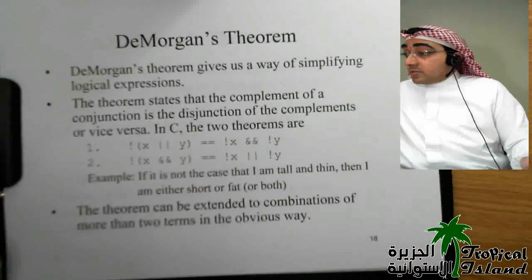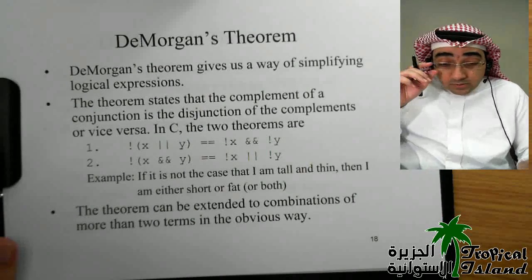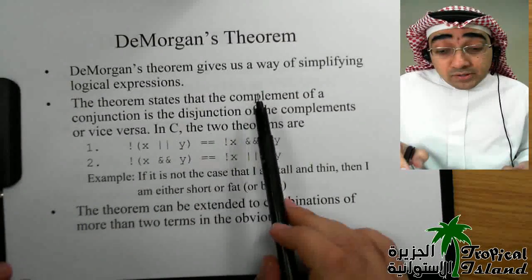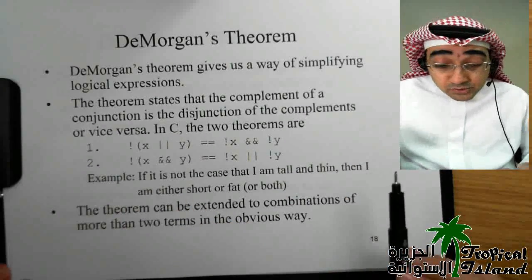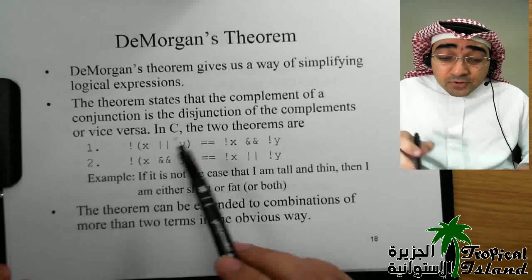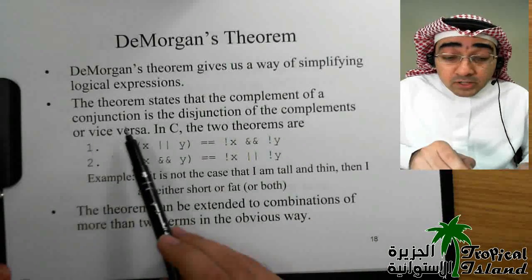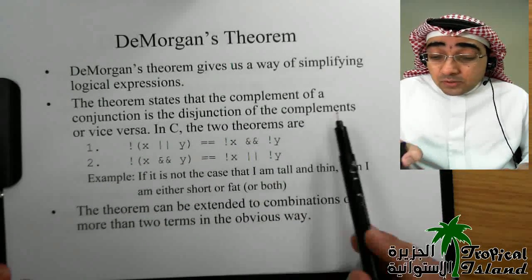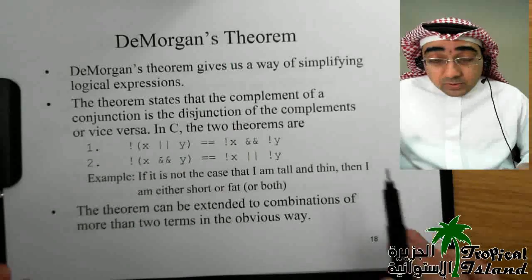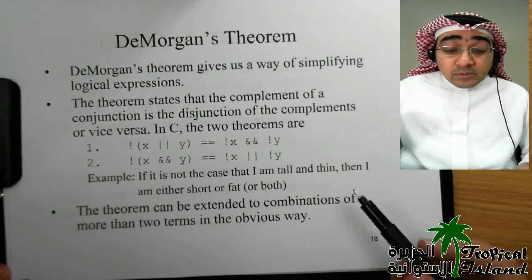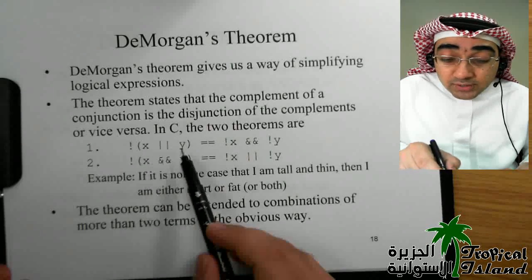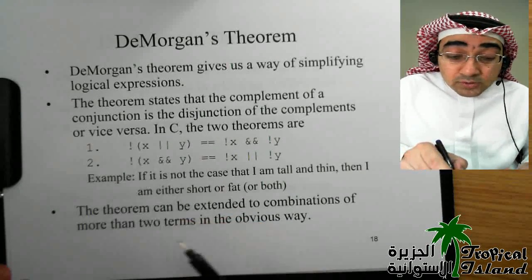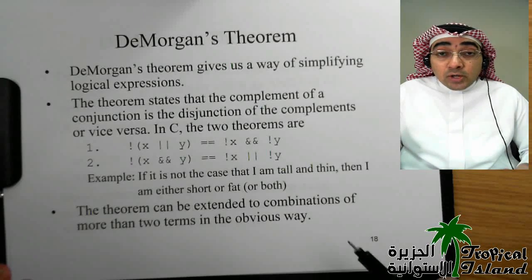Now we're going to teach you the DeMorgan Law, or the DeMorgan Theorem. It's a way of simplifying logical expressions, okay? The theorem states that the complement of a conjunction is the disjunction of the complements, or vice versa, okay? Very large English words. I'm going to simplify them for you. What does it mean? If you had an expression x or y and you want to negate it, you use the DeMorgan Law to do that, okay?